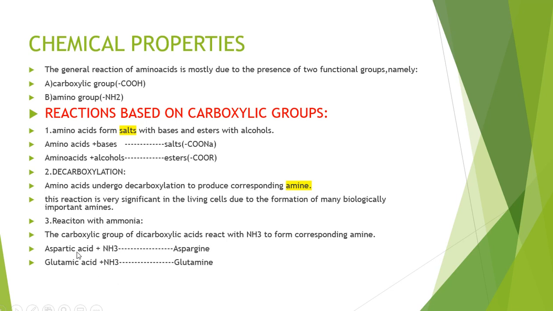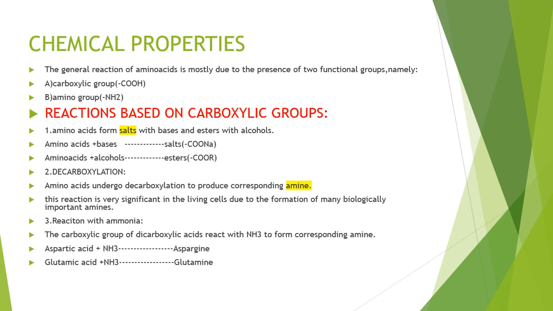Ammonia is a compound, and aspartic acid is an amino acid. Here I have given examples of amino acids. When they react with ammonia, they give the corresponding amides. That is, aspartic acid when combined with ammonia gives asparagine, and glutamic acid when combined with ammonia gives glutamine. So these are a few reactions based on the carboxylic group in the amino acid.